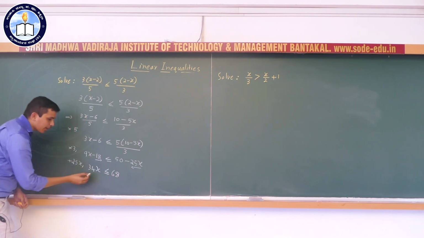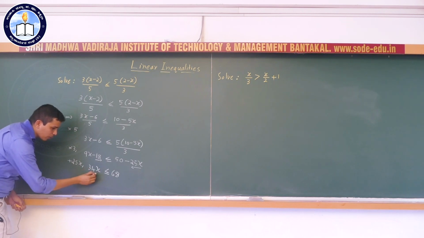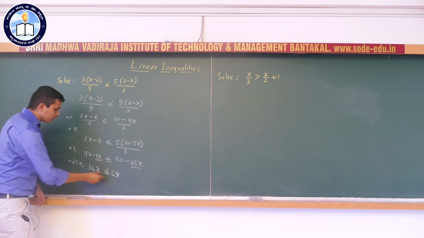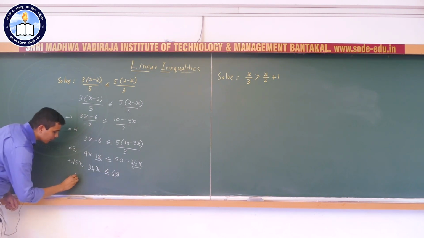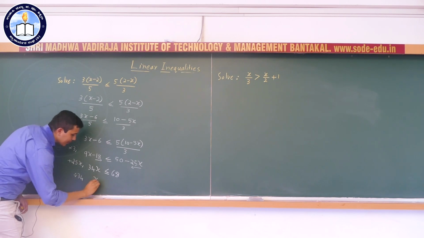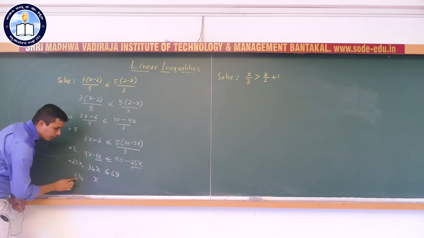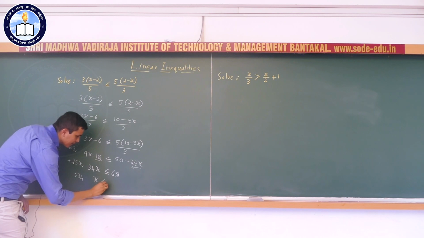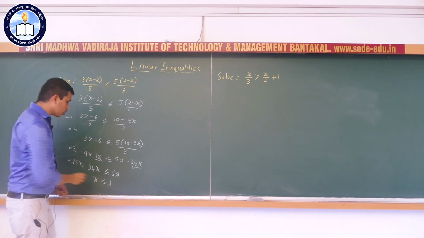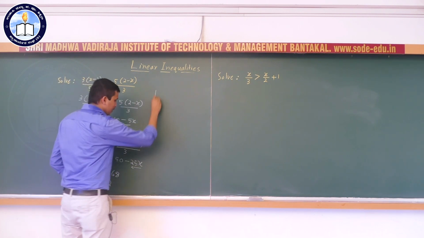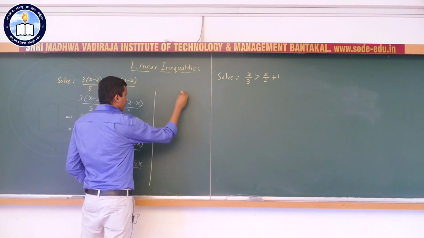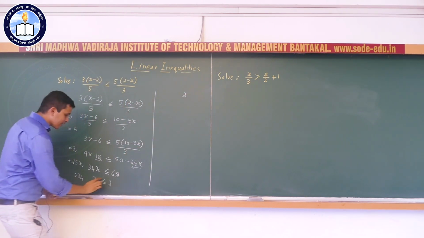If you simplify, I don't want 34 into x, I want x only. So what should I do? I need to divide by 34 on both sides. Dividing or multiplying by a positive number is no problem; the inequality remains the same, so it comes as 2. Once again, nothing is mentioned, so whatever solution set we get is in the case of reals. So x is less than or equal to 2.